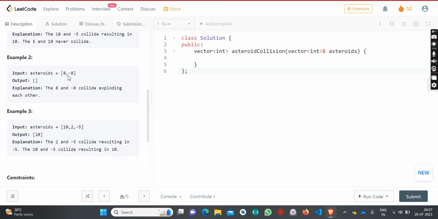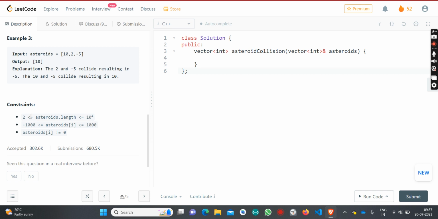And similarly for the next one, both are of the same size and both are moving in opposite directions, so both will explode. We would not be left with any asteroids. Now the third example, 10, 2, -5. You can easily observe that 2 will explode with -5, but finally -5 will explode with 10, so we are only left with 10.